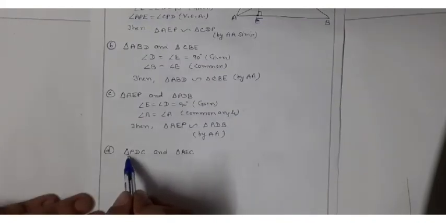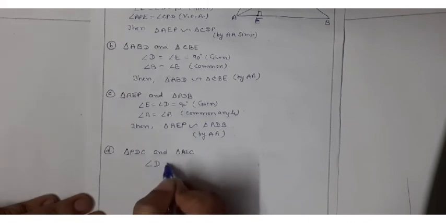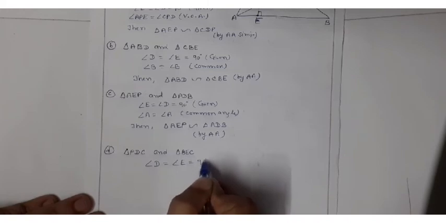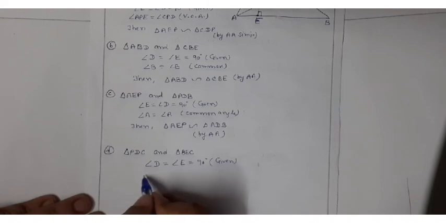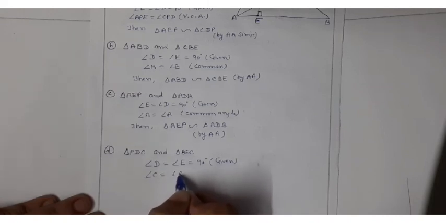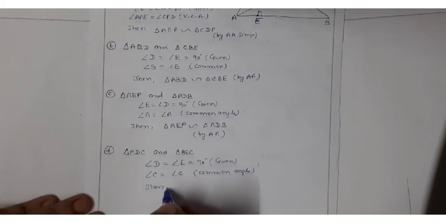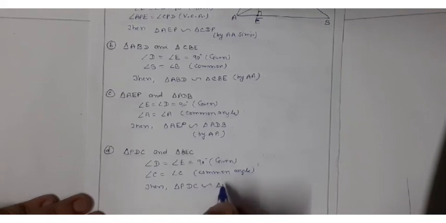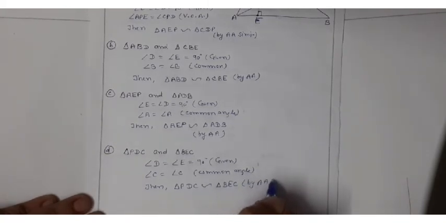Now take two more triangles, triangle PDC and triangle BEC. In this one, angle D will be equal to angle E. This is 90 degree. This is given to you. And what is the second one? Angle C is equal to angle C. This is common angle. Then what you can say, triangle PDC is similar to triangle BEC by AA similarity.